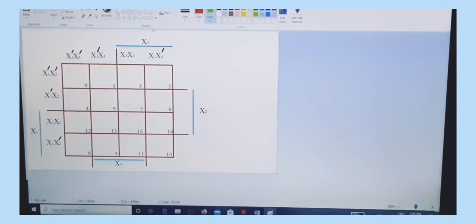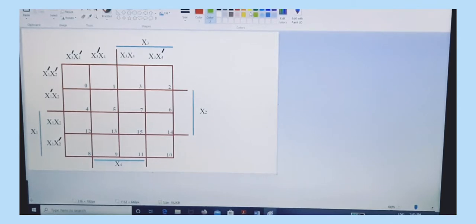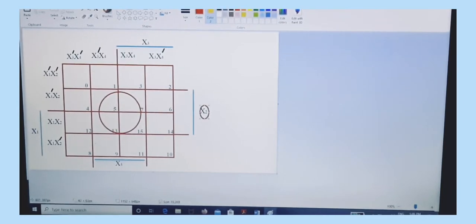Suppose if we take another example, say for example, we are taking these four cells. Then here we can see that these four cells corresponding to x2 and these four cells corresponding to x4 also. It is the intersection of that. Therefore, the minimized expression is x2, x4.